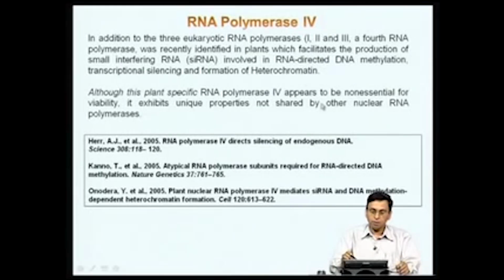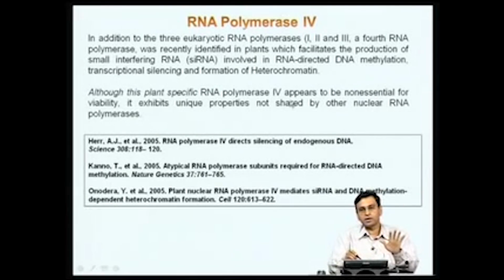It is also important to remember this RNA polymerase 4 is not essential. That means, if you delete this RNA polymerase coding gene, it is not that the plants will die. The plant will still continue to survive. So, it is called a non-essential gene, but it does exhibit many unique properties which the other nuclear RNA polymerases do not exhibit. Now, we will not go into too many details about the RNA polymerase structure and function, and so on and so forth.